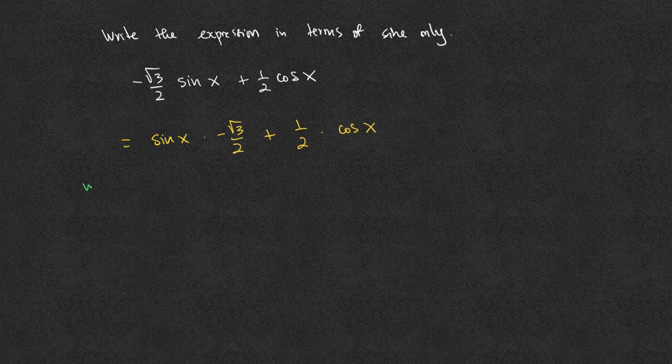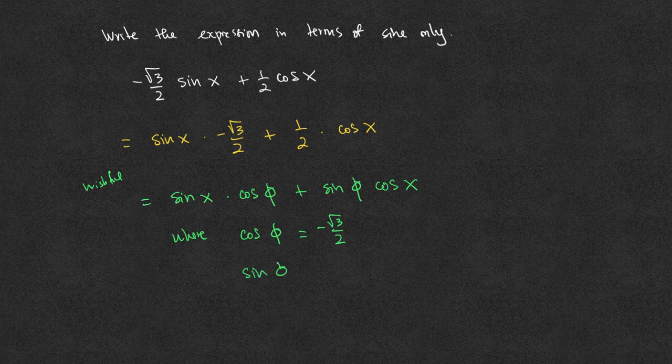With our wishful thinking, we want this to be sine of x times cosine of phi plus sine of phi times cosine of x, where again our wishful thinking is that cosine of phi equals negative root 3 over 2 and sine of phi is 1/2. And that is our wishful thinking if we can rewrite it.